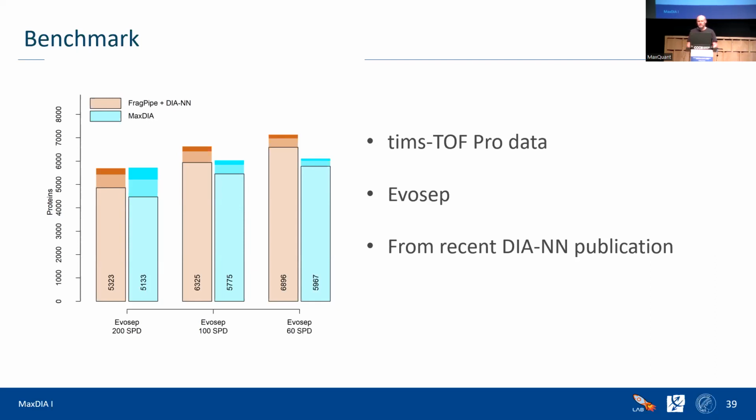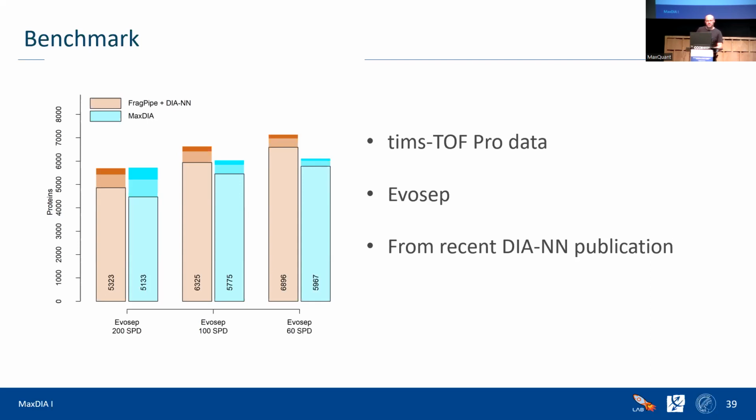Thank you. Does MaxDIA, or have you ever tried searching using a gas phase fractionated library, where you measure a sample repeatedly over different mass-to-charge ranges, and how would that compare to, for example, in silico generated libraries or highly specific libraries? Actually, no, we haven't done that. Good point, it should be done, but so far we haven't.